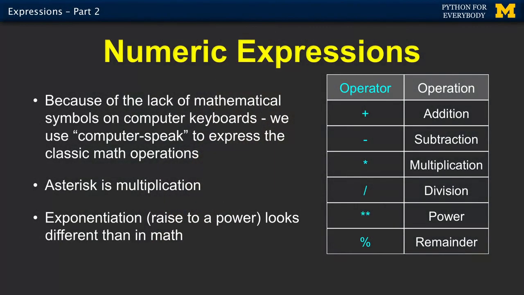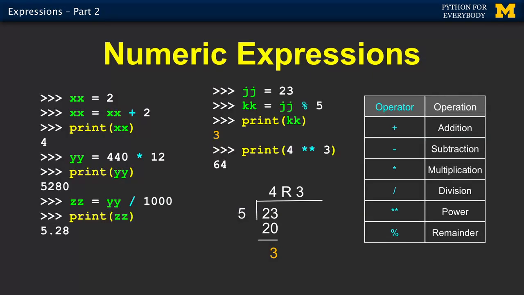And so those keyboards from 40 years ago, 50 years ago, they had a plus on it, so plus is plus. They had a minus on it, but multiplication, which is normally a cross, is star, and division, where you can't put things on top of one another, so you just made a slash for division, and raising to the power is double star. Now the remainder operator is something that's not typically on calculators, but it's really important for computers, and we'll take a look at this.